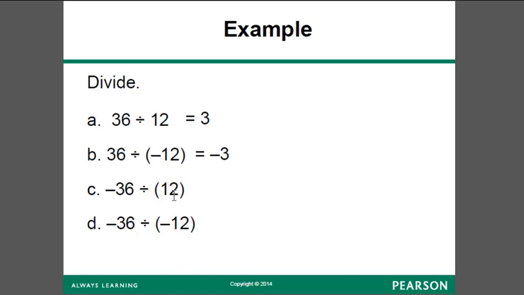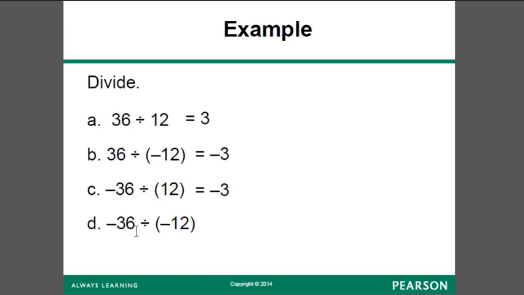Negative 36 divided by positive 12. Again, I have one negative sign. So again, my answer will be negative. Notice these two answers are exactly the same, but my negative started out on the opposite numbers. It is because I had one negative and one positive. Still resulted in the same answer.